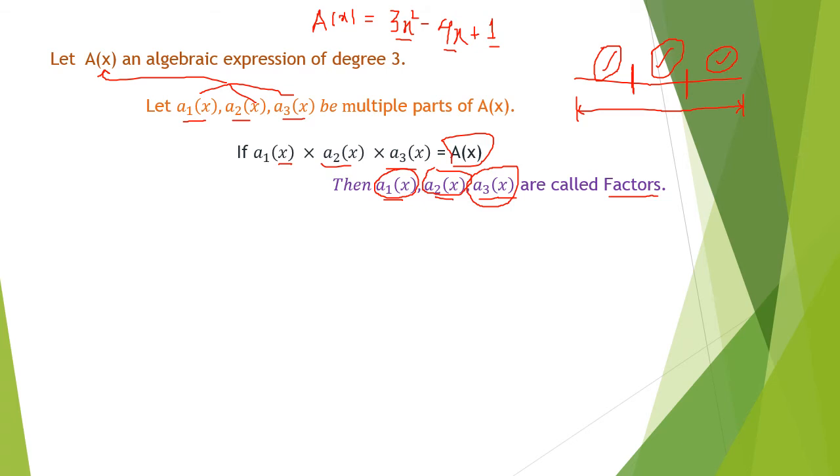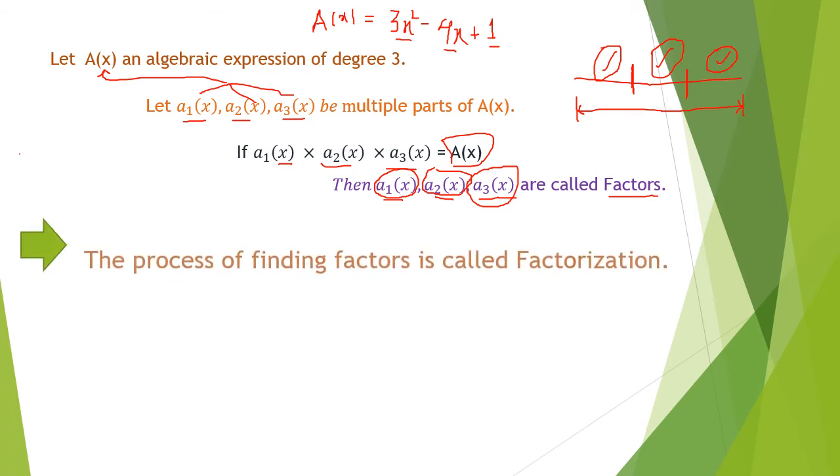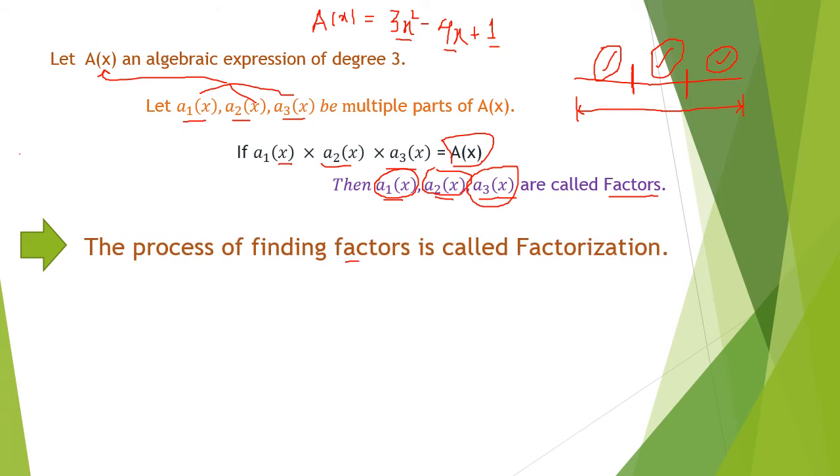Like in arithmetic, what we did in arithmetic we will see on the next slide. Let's look here at the process of finding the factors. There are many processes. There is not a single process, not only one process.